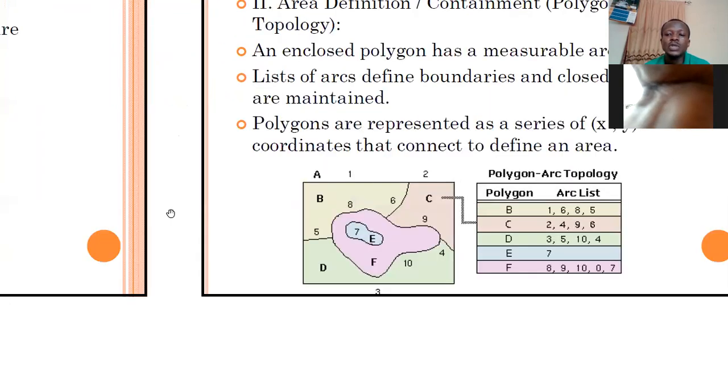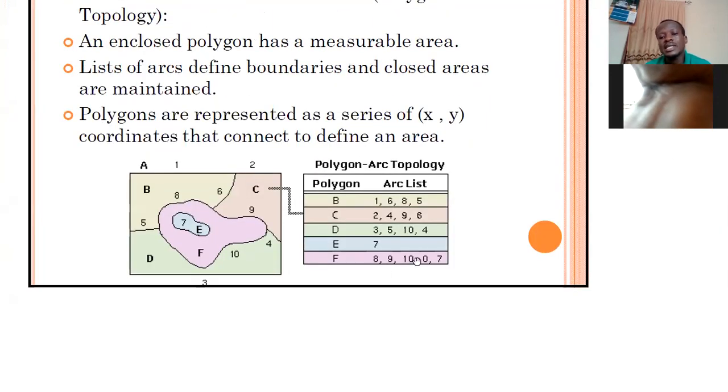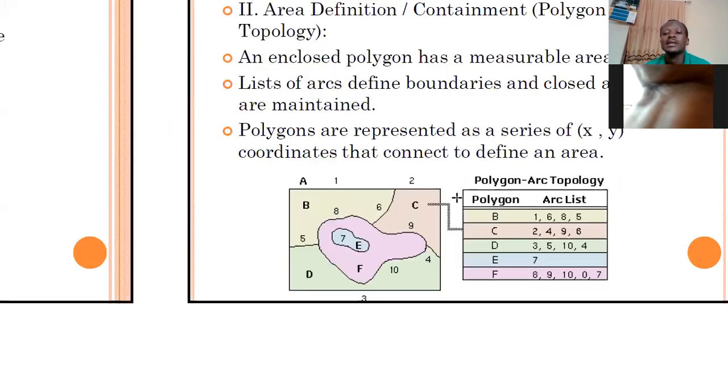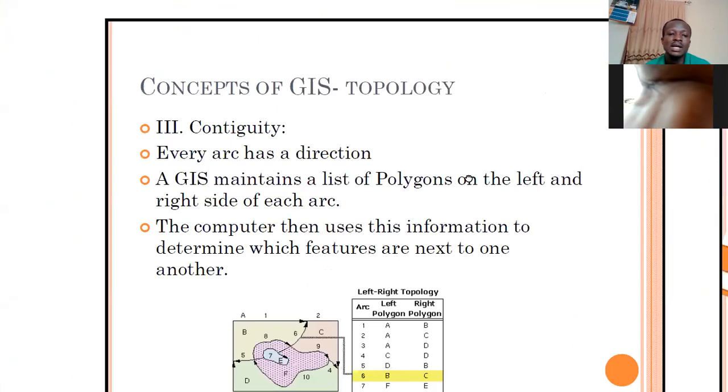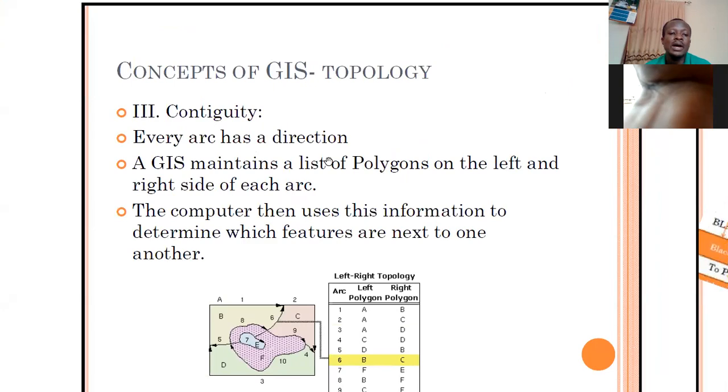All right, so this is how GIS keeps data on polygons, as records, as rows like this. Then the attributes are added so that we have the so-called attribute table. The third component of the concept of topology is contiguity.